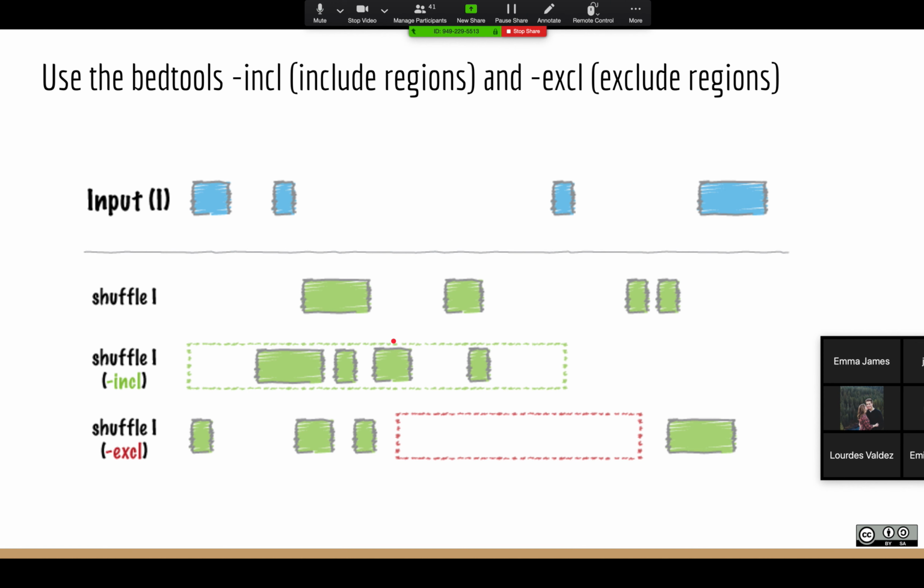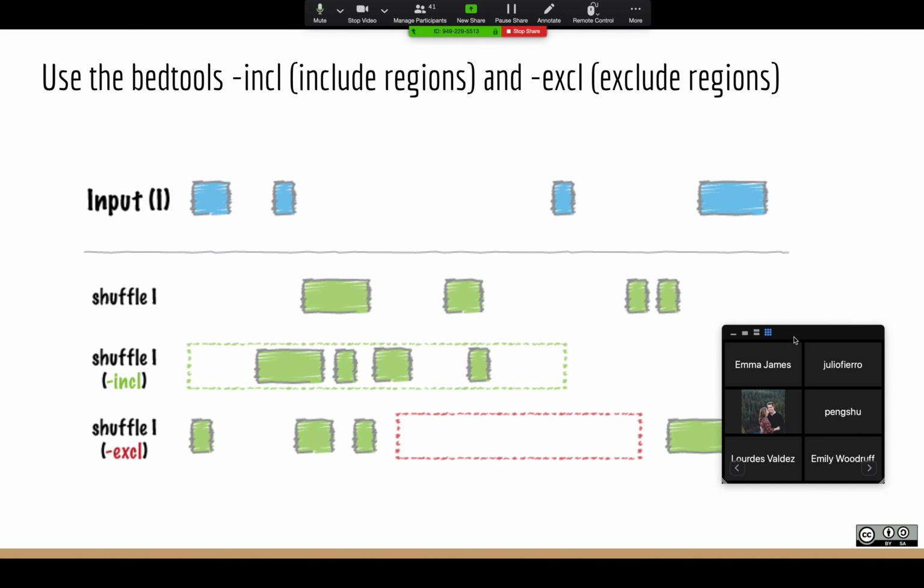Okay. What you define as your include or exclude regions really depends upon the experiment. But if you're going to do this type of analysis, this is something you need to think carefully about. What actually is in play with respect to the experimental design that generated the data that I'm analyzing. Okay. So that is the end of the Bedtools lecture.